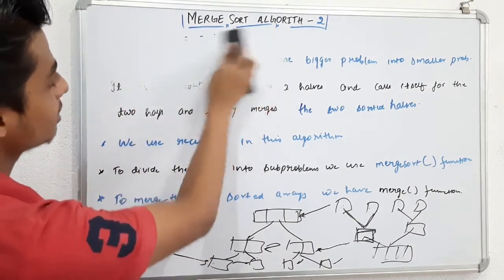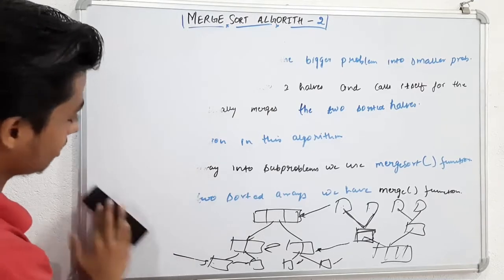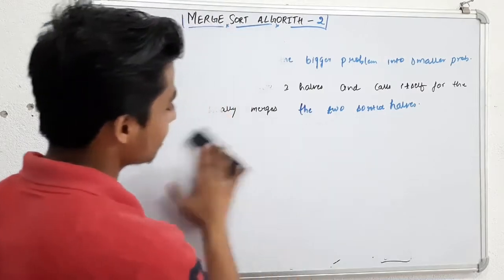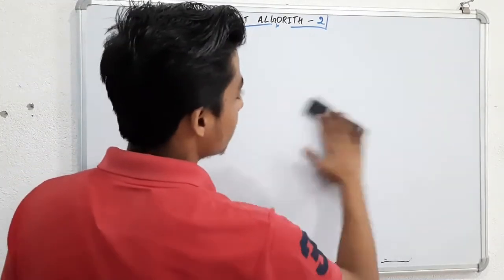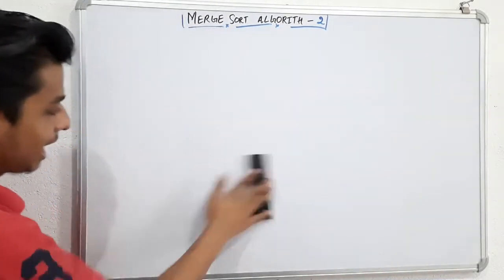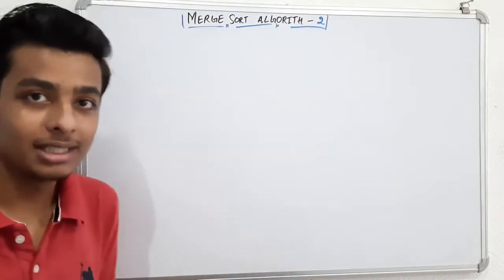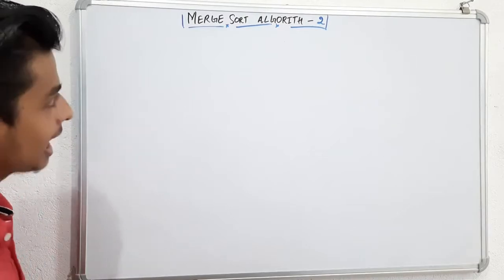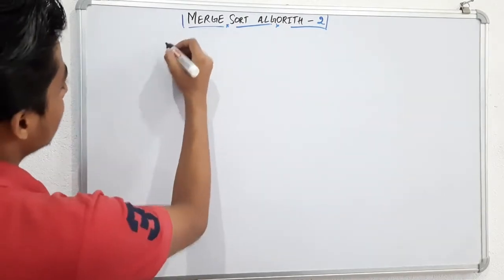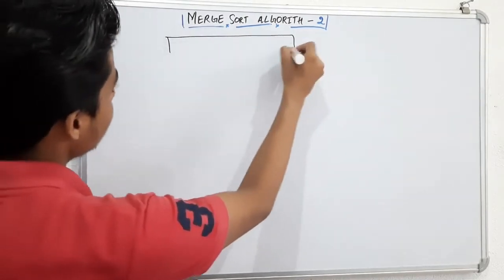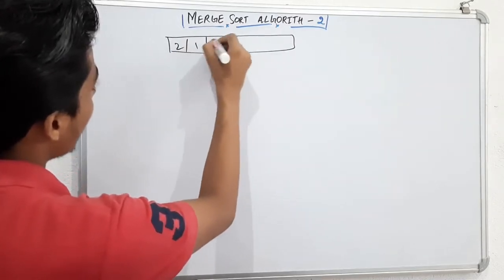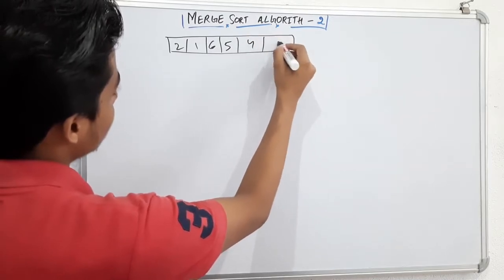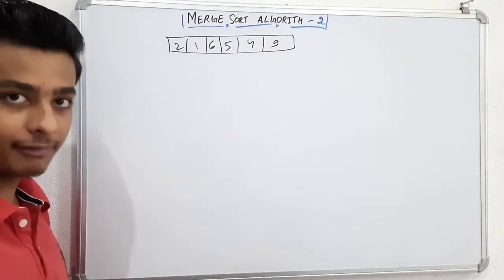I hope you are done with the basic points for the merge sort algorithm, right? So now let's take an example of how this actually works, because just discussing the points will not do our task. So let's say I have an unsorted array as an example, like this: 2, 1, 6, 5, 4 and then 9. So we have this array.